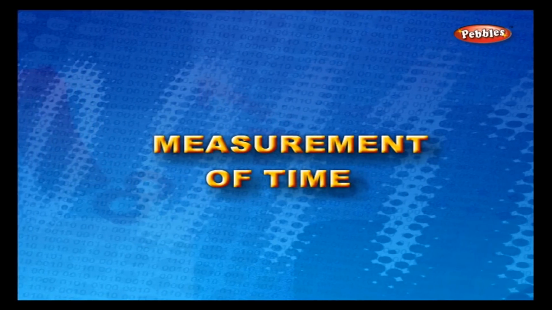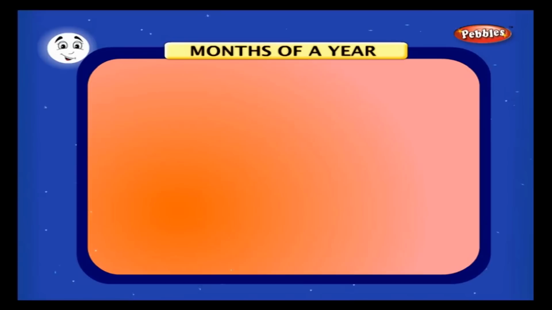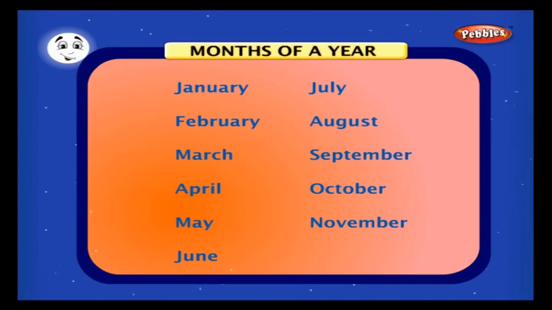Measurement of time. Calendar. The calendar shows us the days, weeks and month of a year. We have 365 days in a year, which is split into 12 months, namely January, February, March, April, May, June, July, August, September, October, November and December.